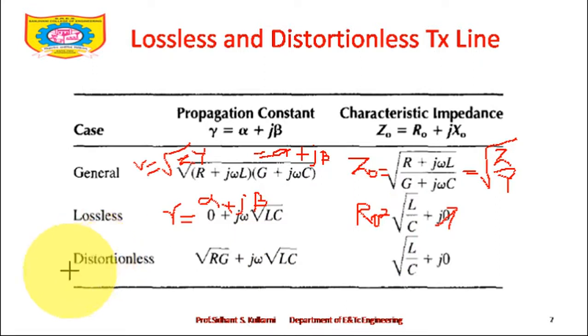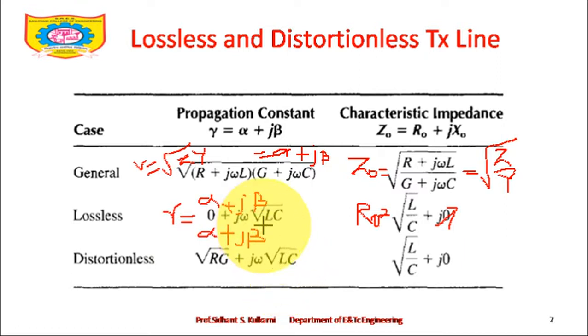Similar is the case for case 2, the distortionless line. For a distortionless line, we know that alpha is independent of the frequency, whereas beta is a linear function of the frequency, or linearly dependent on the frequency. So alpha is not 0 in the case of a distortionless line. There should be certain attenuation in the signal. If I compare once again alpha plus j beta, for alpha I get under root of RG, and for beta I get omega root LC. This was the same equation which we talked about earlier also.